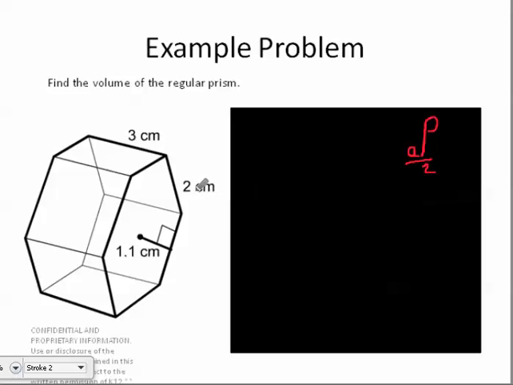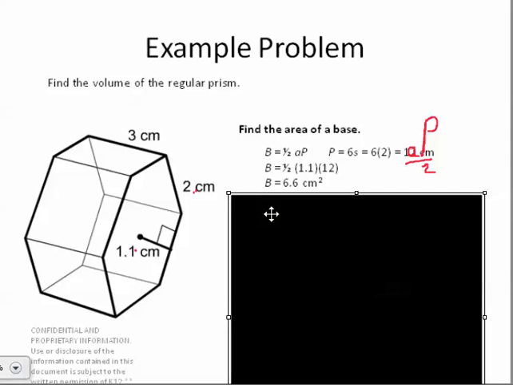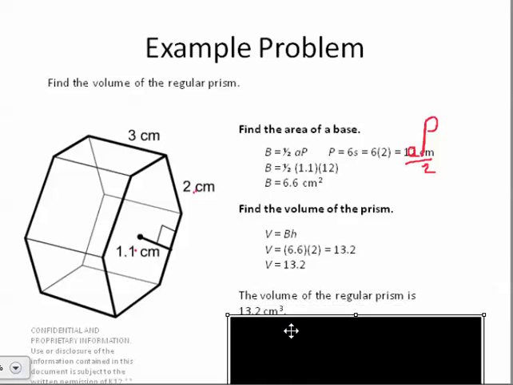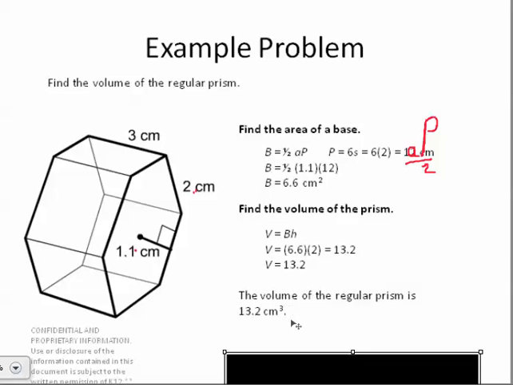So in this case, my perimeter is 6 times 2 is 12. 12 divided by 2 is 6, times 1.1 would be 6.6. So I can find the area of the base is 6.6. See how I did that quickly? I hope you do. So now all I got to do is multiply that 6.6 times 3, and it gives me 13.2. Why'd they multiply times 2?